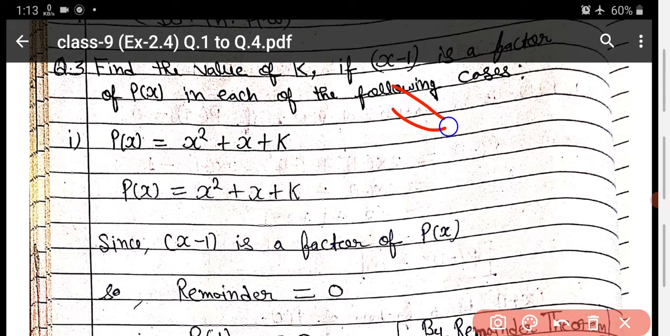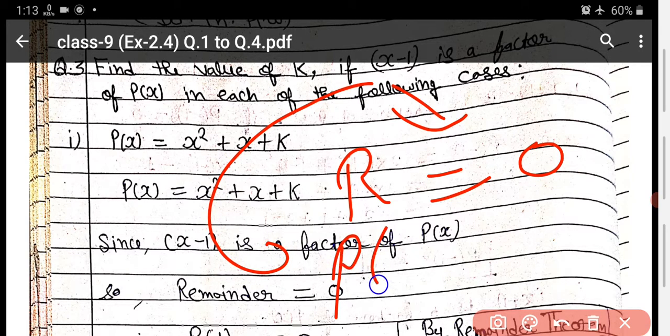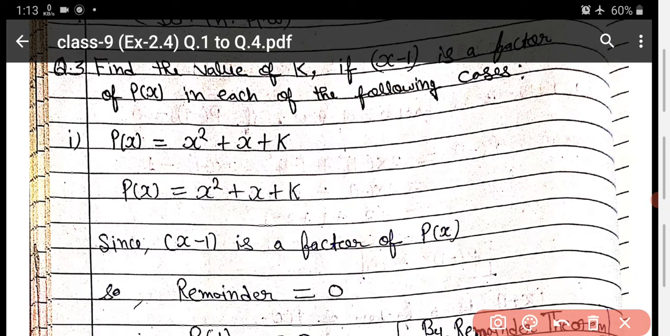If it is a factor, then if you divide by the factor, you get remainder 0. And do you know what the remainder is? The remainder is p of positive 1, because it is x minus 1. So you have to write p(1) is equal to 0, then you will get your answer. So just write your p(x).